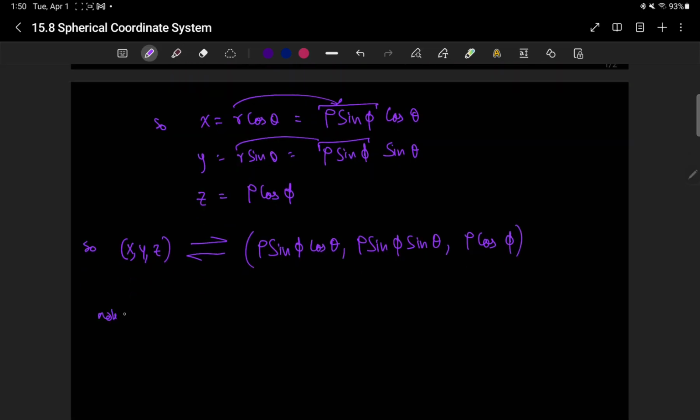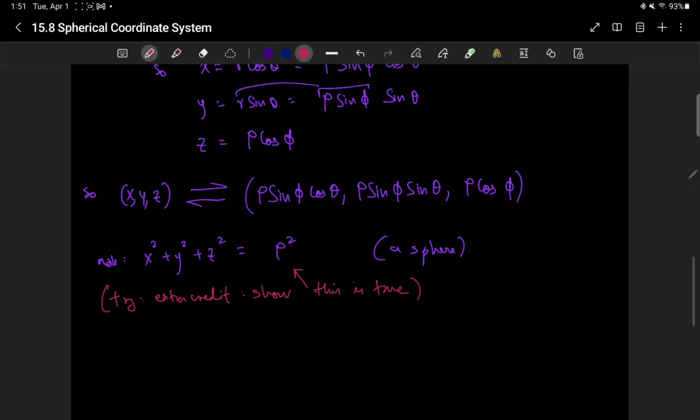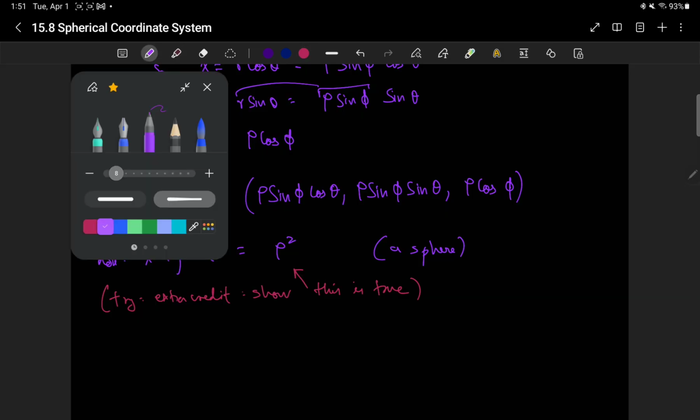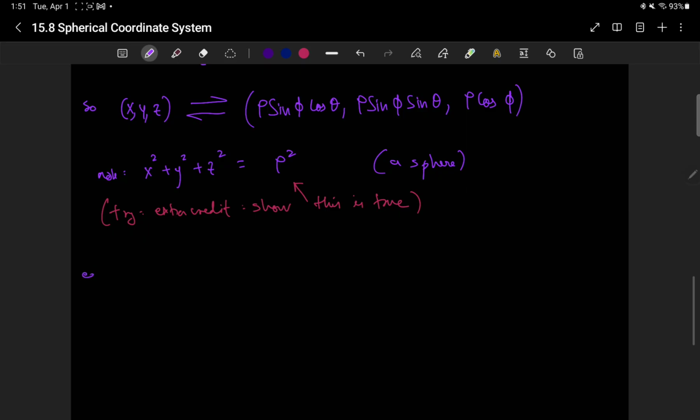Now note, if you add all of these and you square them up, you will end up with rho squared, which is a sphere. So you can try this and submit it as extra credit. So this is true. Okay, so we have a system of converting from one to the other. So naturally, let's look at a couple of examples.